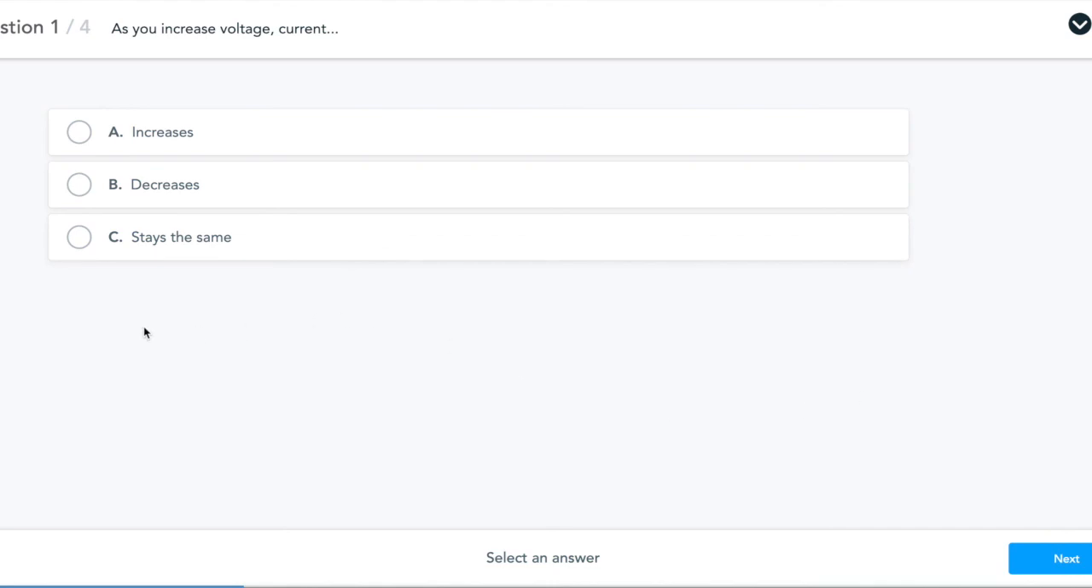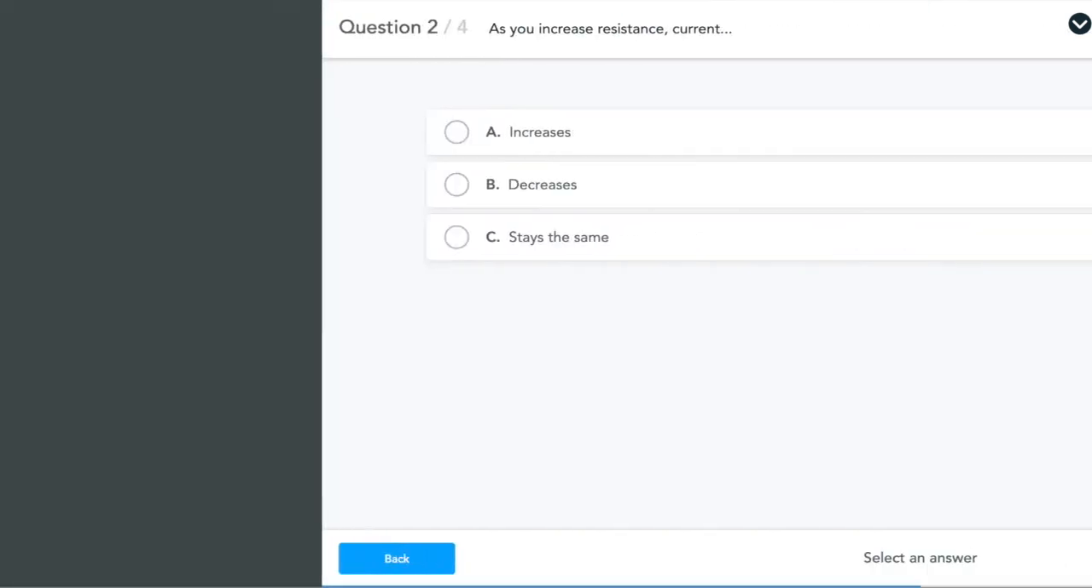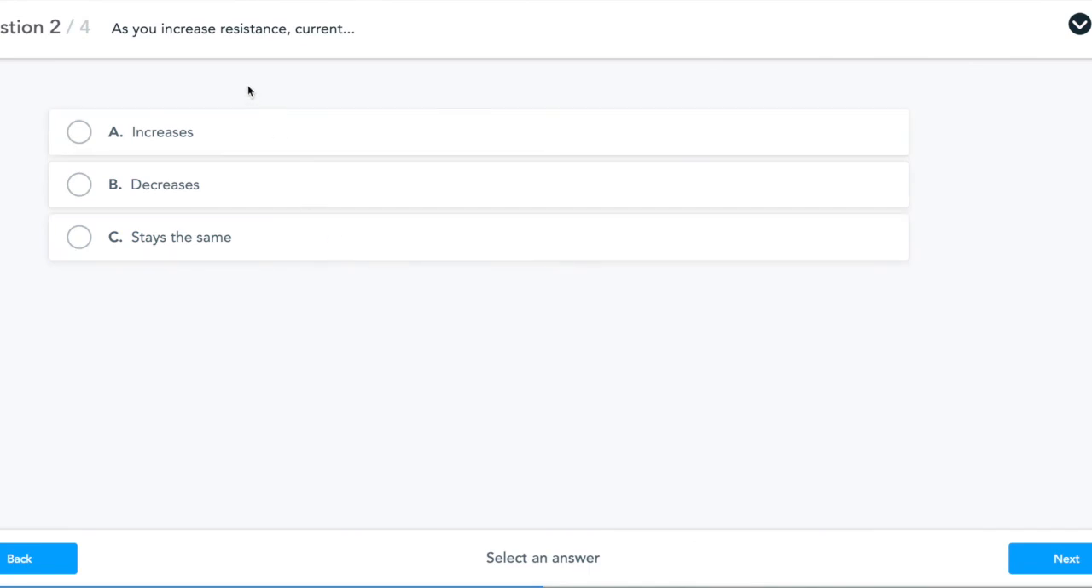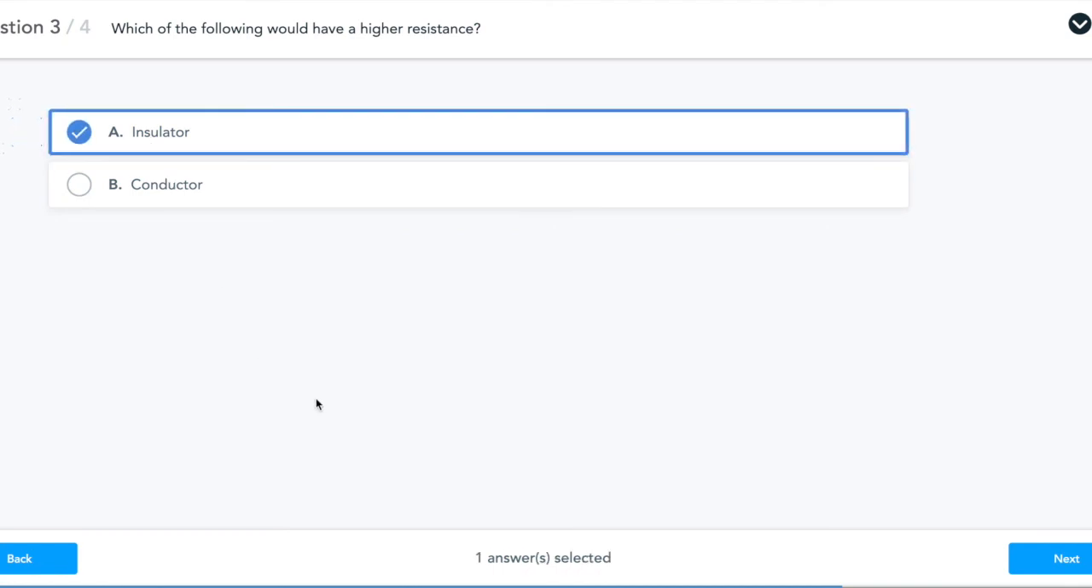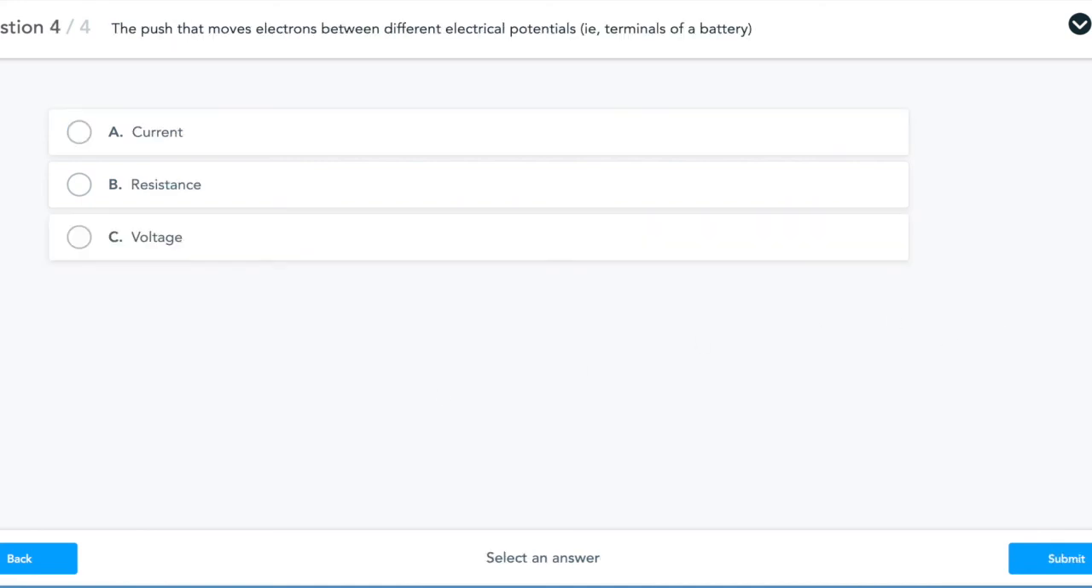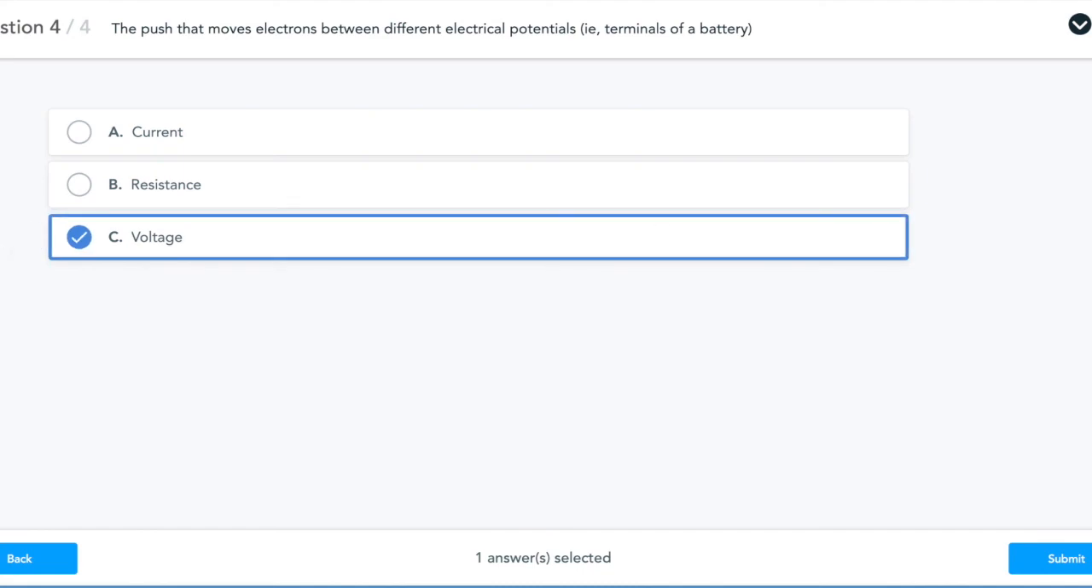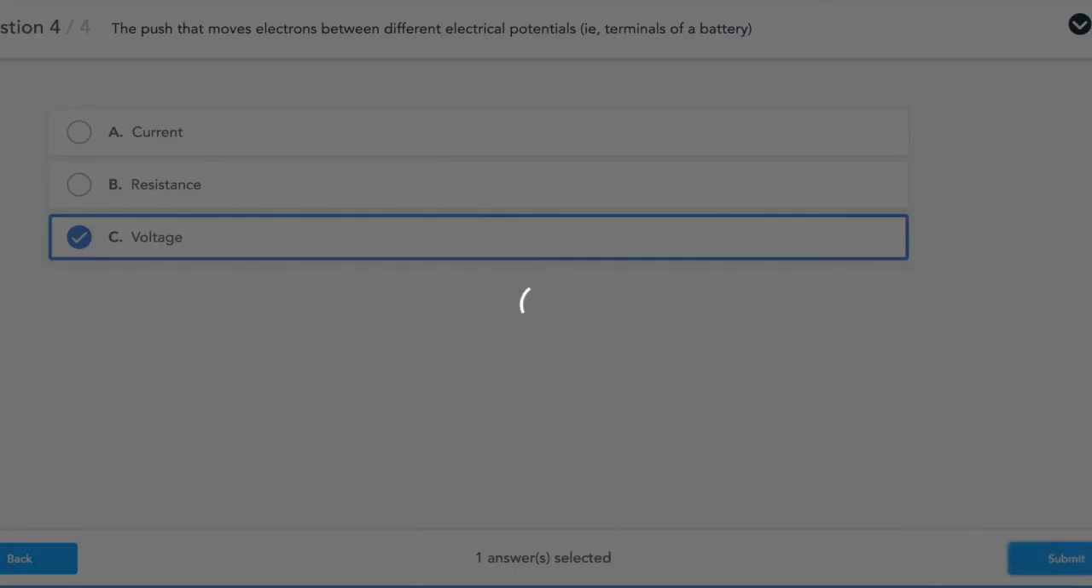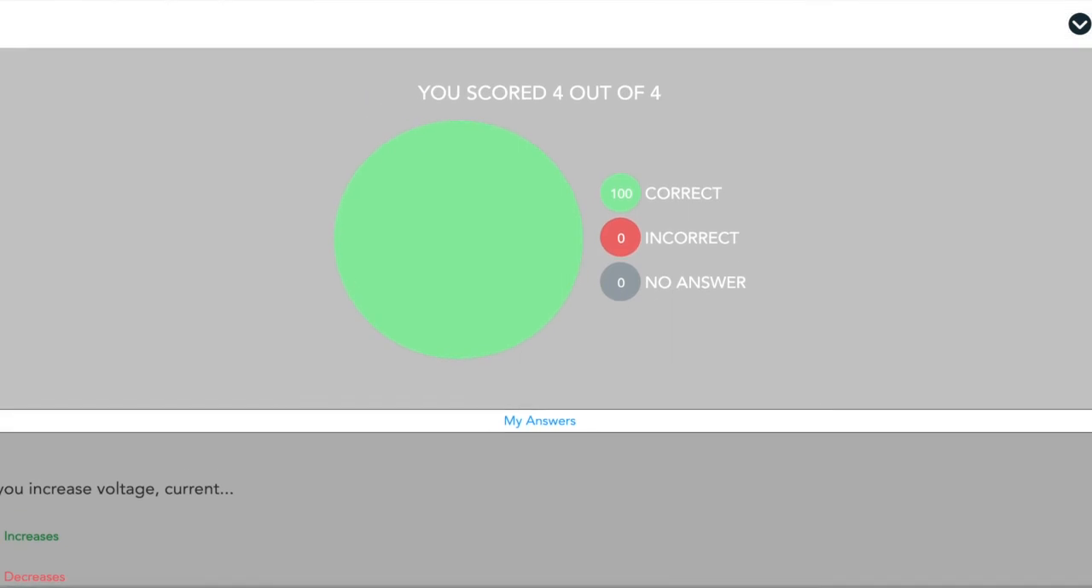All right, as you increase the voltage, current increases. As you increase the resistance, the current decreases. Which of the following would have a higher resistance? Well, an insulator would have a higher resistance because it is going to prevent electricity, and therefore less current is going to flow through it. So an insulator has a higher resistance. The push that moves electrons between different electric potentials, i.e. terminals of a battery, that is our voltage. So if you answered all of that way, you should have gotten a perfect score.